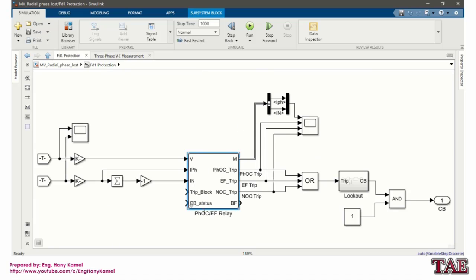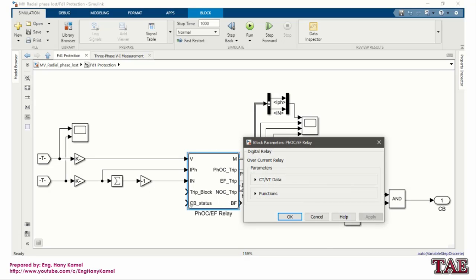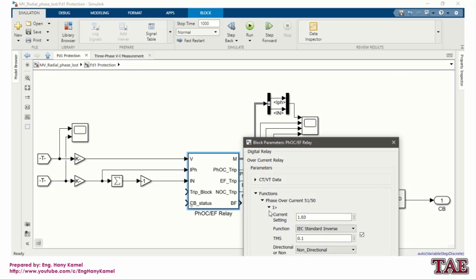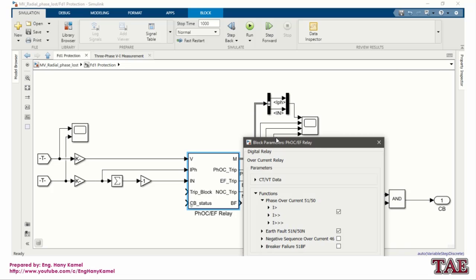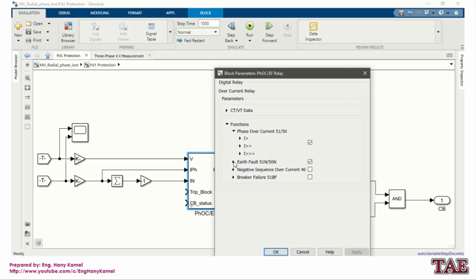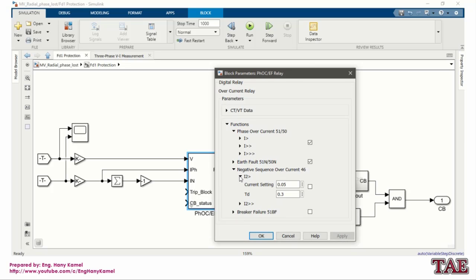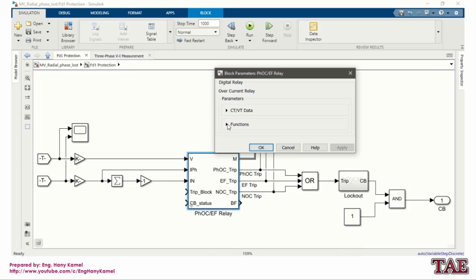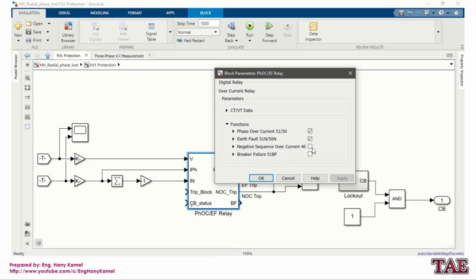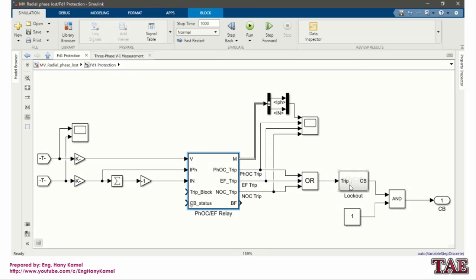This feeder number 1 protection is an over current and earth fault relay. As you can see, there is the over current function, earth fault function, and negative sequence over current function, and this is the setting. Negative sequence is now disabled. First we make the study and then we'll enable it. Lockout relay.